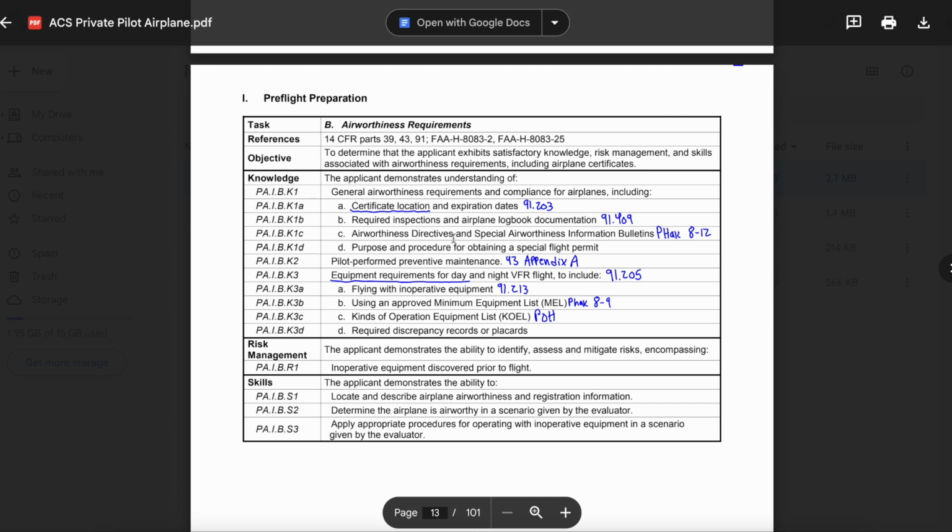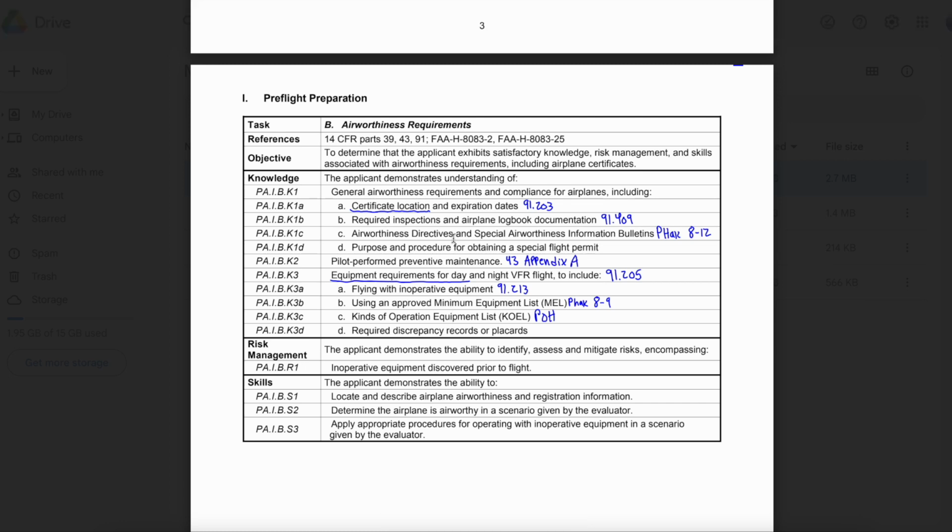Let's move on to currency requirements. What are the requirements to remain current as a private pilot? Within the preceding 24 months, accomplish the flight review and receive the logbook endorsement that the person has satisfactorily completed the review.